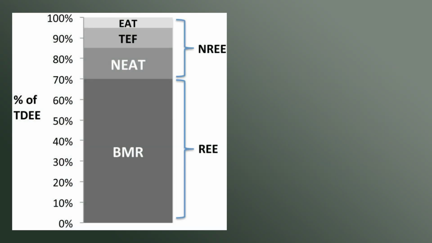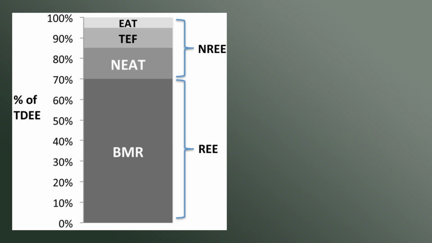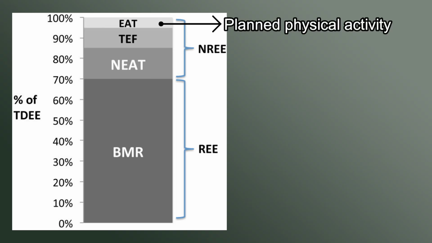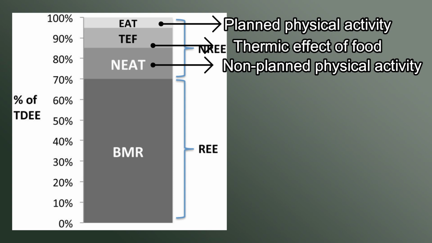In the last lesson, we looked at your basal metabolic rate and how it makes up the bulk of your total daily energy expenditure. Now we're going to cover the other components that contribute to the amount of energy you burn on a daily basis. This includes your planned exercise, known as exercise activity thermogenesis, and non-planned physical activity, known as non-exercise activity thermogenesis. This includes movements such as fidgeting. And finally, the energy required to break down the food that we consume, known as the thermic effect of food.